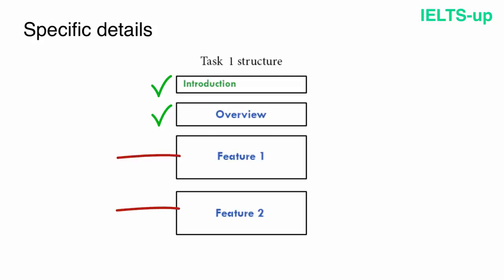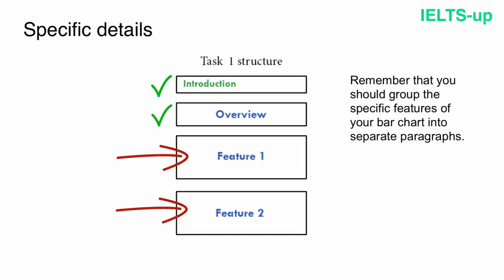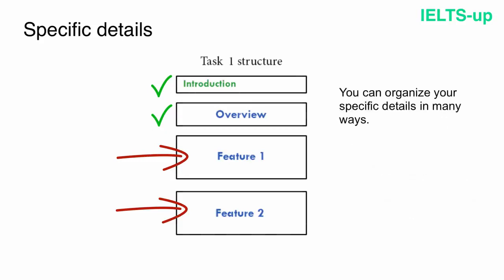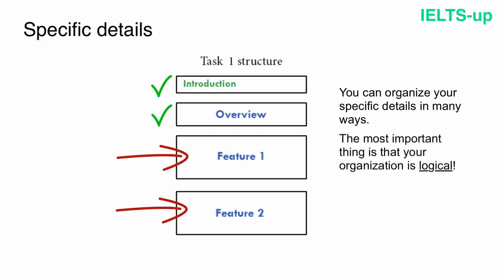Now we have to provide specific details of our bar chart. Remember that you should group the specific features of your bar chart into separate paragraphs. This way, your writing will be coherent, and you won't lose points for the marking criterion called coherence and cohesion. You can organize your specific details in many ways. The most important thing is that your organization is logical. Ideally, you should write 2 or 3 separate paragraphs.